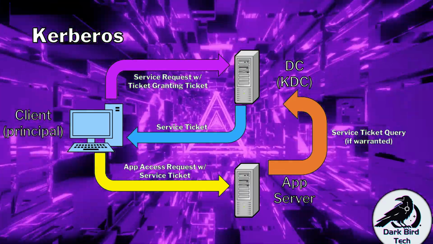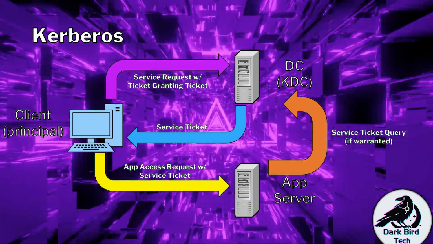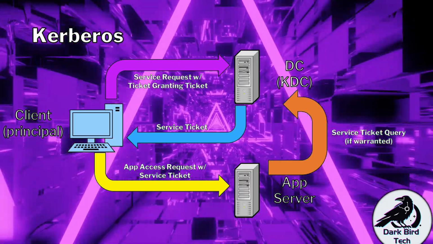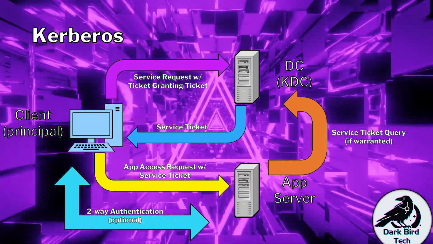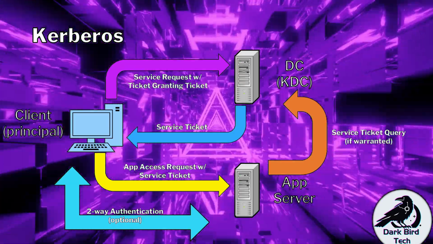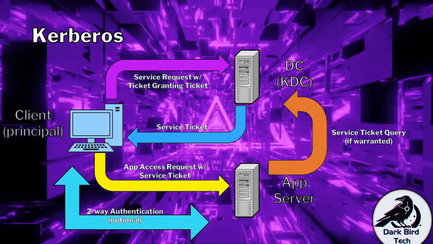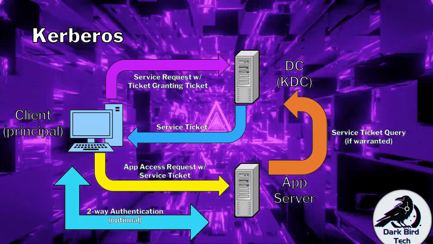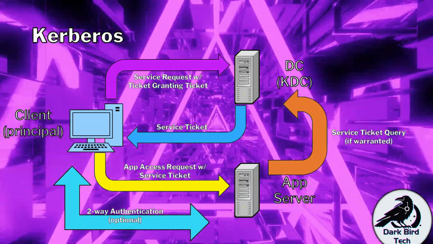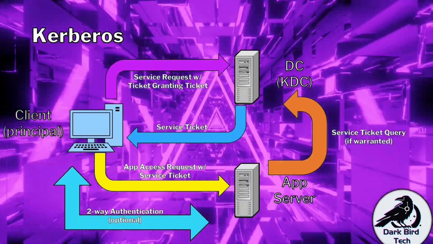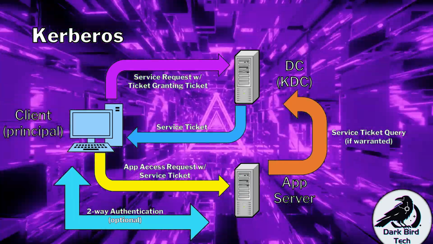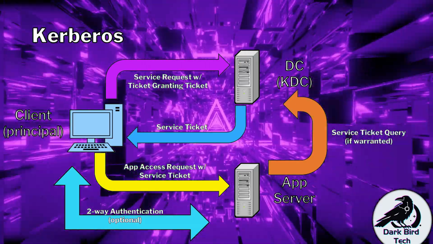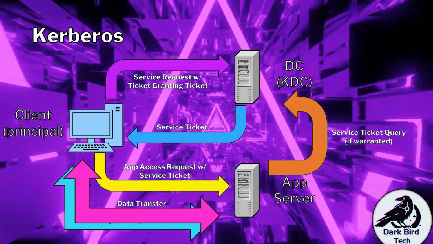But if it's okay with the service ticket, it doesn't have to do that query in orange there. Another thing as well is it could do a two-way authentication, asking that the service ticket be validated with the ticket granting ticket, and the app server could then prove itself to the client and authenticate to the client with something like a certificate service. But that's an optional step, doesn't have to be done, but it would be a good idea. And then data transfer can take place.